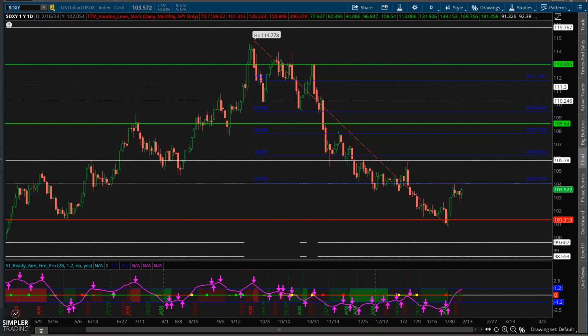So continue to watch the trend on this. I'm going to monitor the Voodoo line levels to see how it unfolds, and we will go from there. I hope you found this useful, and I will see you at the next update.